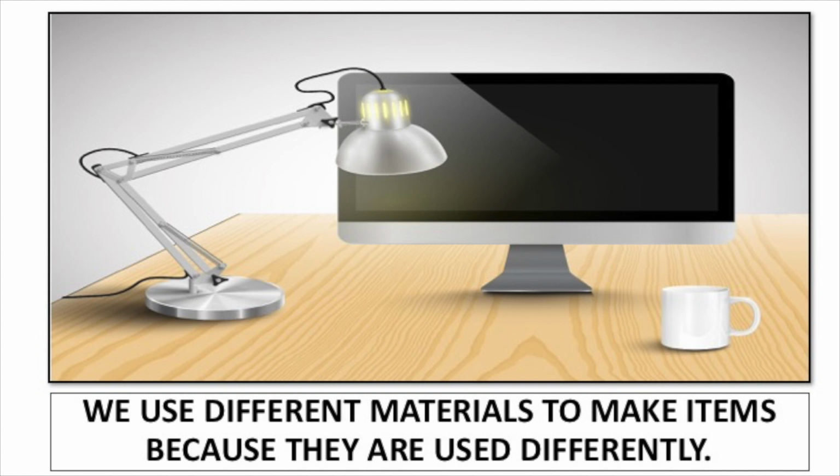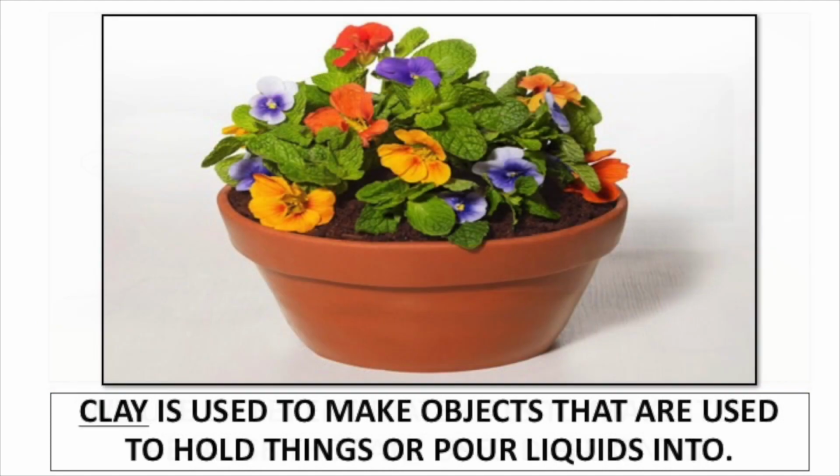And actually, there's one more material, the wire. Who knows what the wire is made of? Look, it could be plastic or could be rubber. Both of them are used for wires. So good answers, guys. Clay is used to make objects that are used to hold things or pour liquids into.